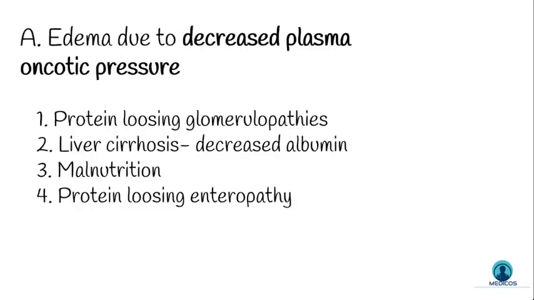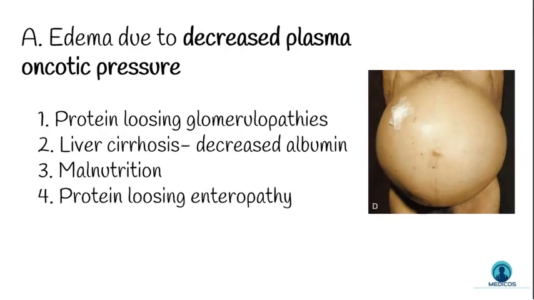When we see the edema due to decreased plasma oncotic pressure, it happens in various diseases such as protein-losing glomerulonephritis or nephrotic syndrome, which leads to increased excretion. It also occurs in liver cirrhosis, which leads to decreased protein synthesis by the damaged liver. It also happens in malnutrition, since there is decreased intake of protein, and protein-losing enteropathy, since there is decreased absorption.